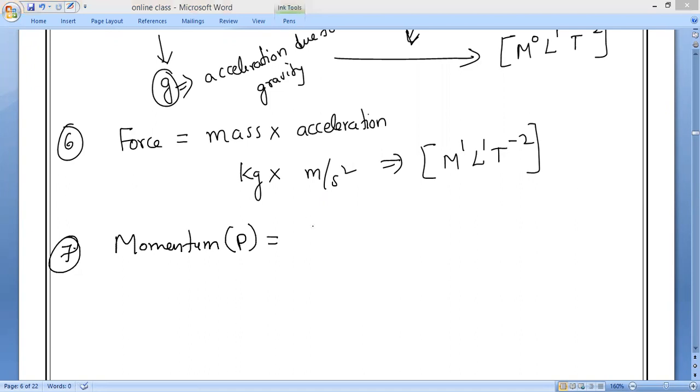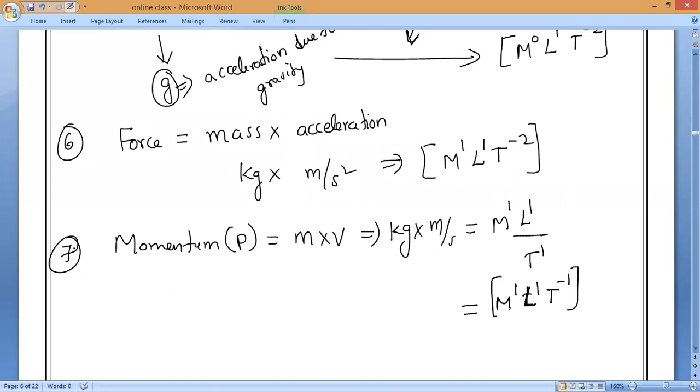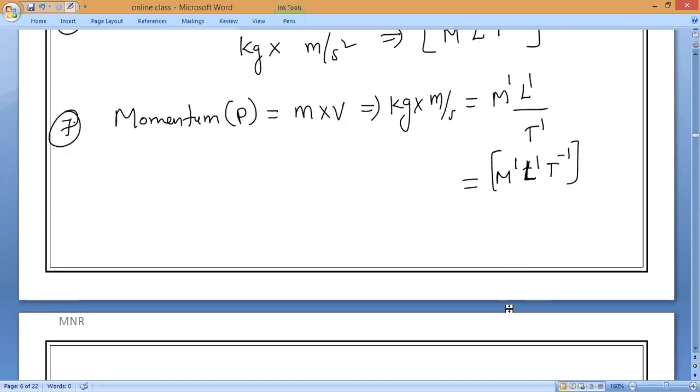Saying is easy. You have to prove. Momentum equals mass into velocity. Now tell me the units fast. Kilogram into meter per second. Dimensions, please. M^1 L^1 T^-1. Write it fast, dimensions. What will come? M^1 L^1 T^-1. Clear? Yes, everybody?